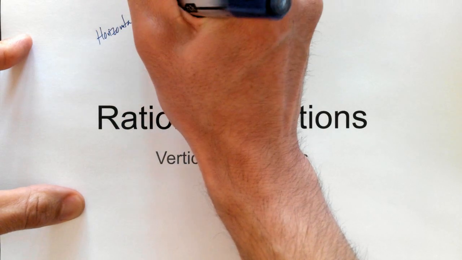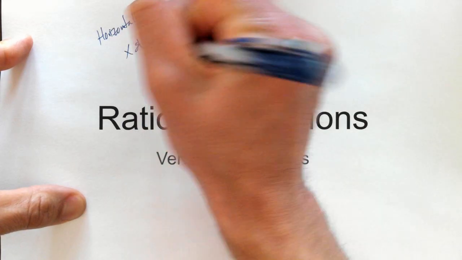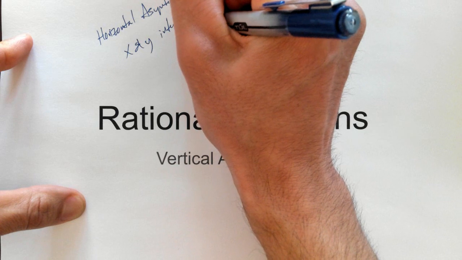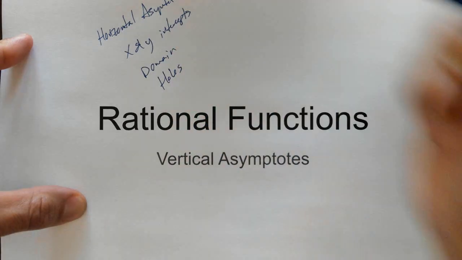Horizontal asymptotes. X and Y intercepts. How do we find the domain? Poles. There are different attributes of a rational function that are part of it.